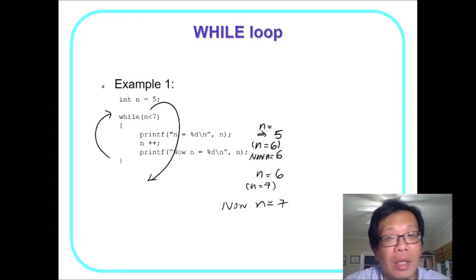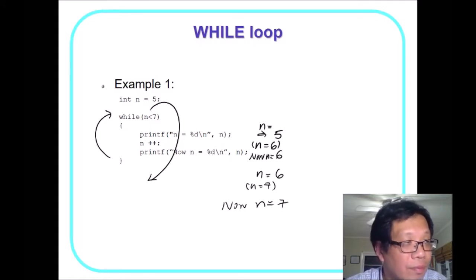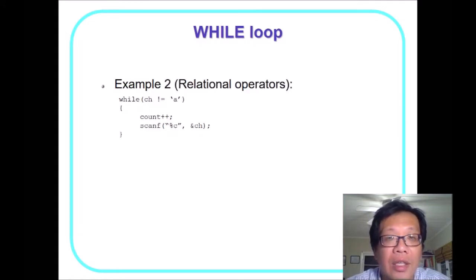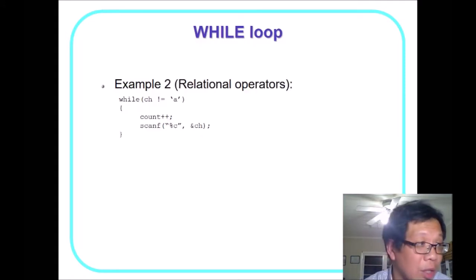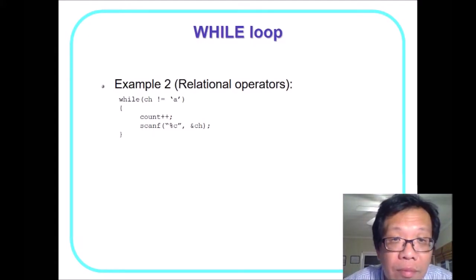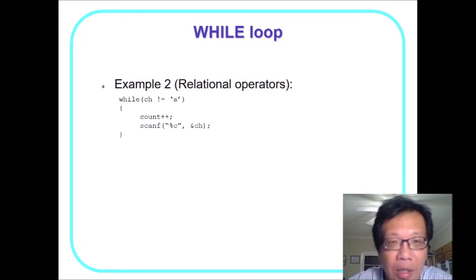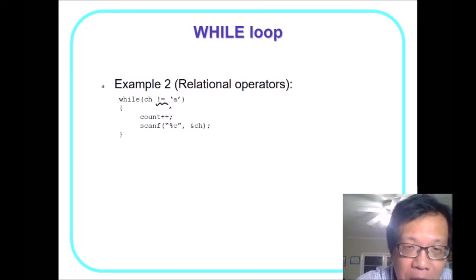So this is something that you need to know when you are using a while loop. What's the difference between a do while loop and a while loop? The next example is a little bit different because we are no longer comparing with numbers. This operator over here is not equal to.